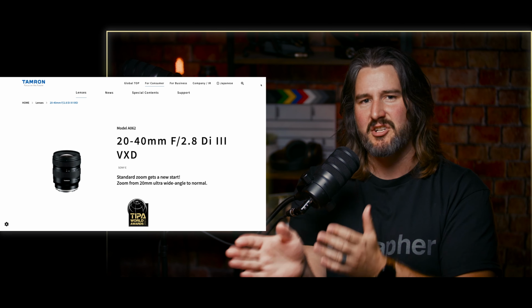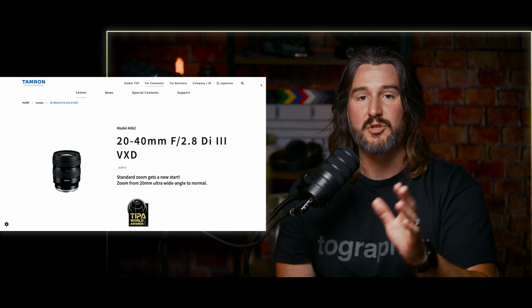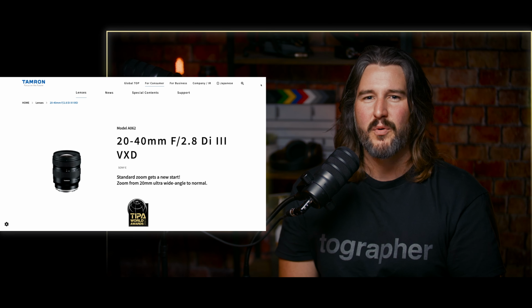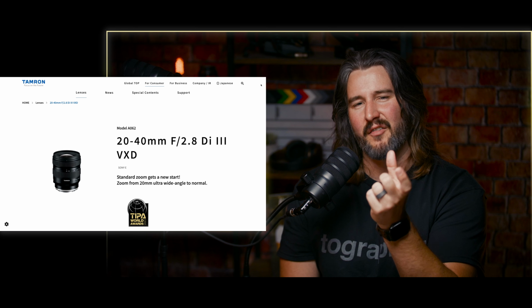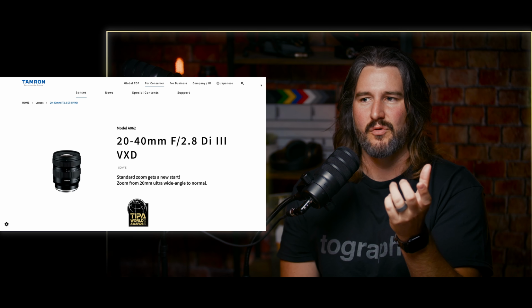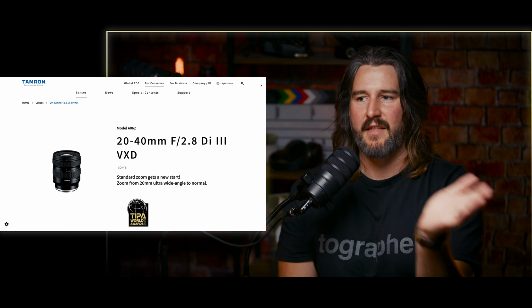More people pay attention to the aperture, like that Sigma 28 to 45. Oh my gosh, it's a 1.8. Yeah, it's a 1.8 for a range that's kind of odd. 28 isn't really wide enough to really offset that 45 end.